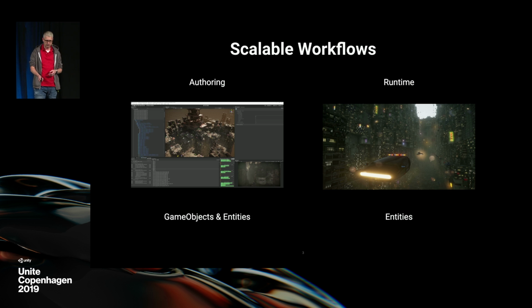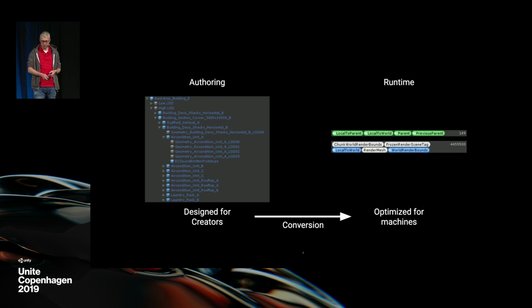So let's talk about why we want this conversion. We basically have two different sets of data: the authoring data and the runtime data. And they are very, very different. In the authoring data, you have hierarchies, every object has a name, and there's all sorts of information in there that we don't need at runtime.